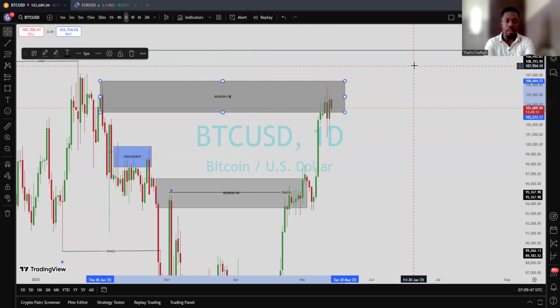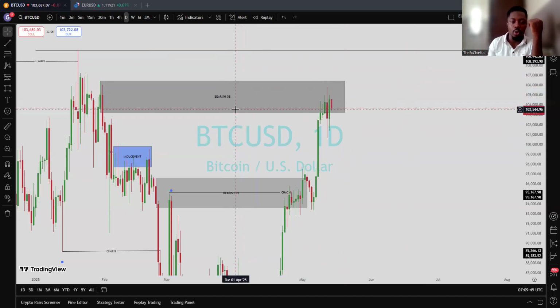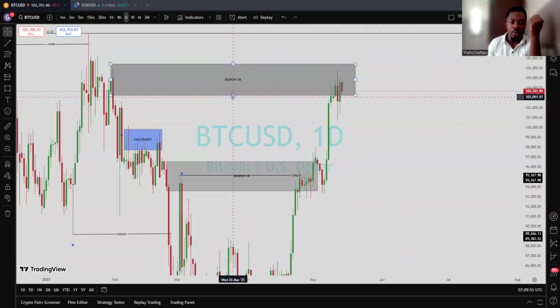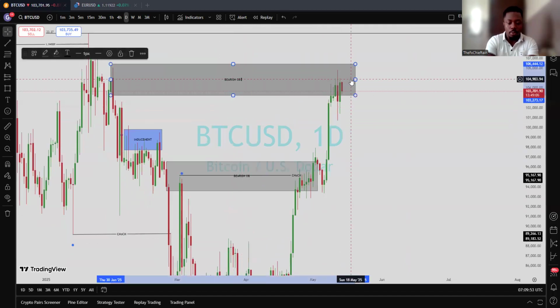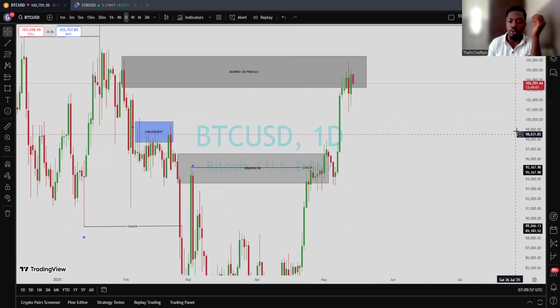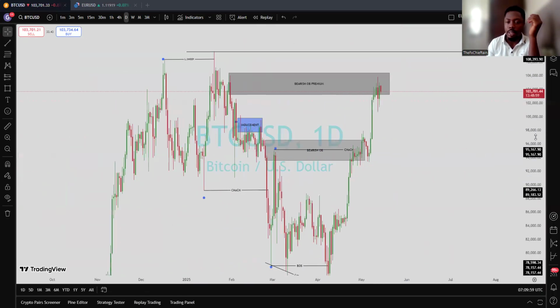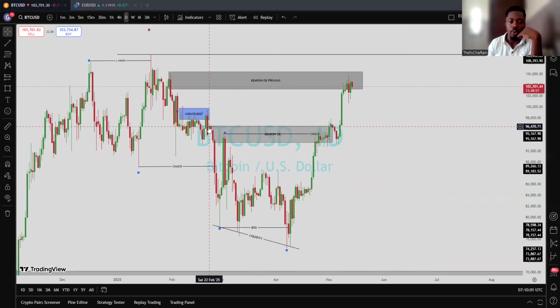You want to call that a bearish OB, right? And you want to call it a premium zone also. You want to put premium because that's a good zone. If we use our fib too, we'll see that that's a really good zone.